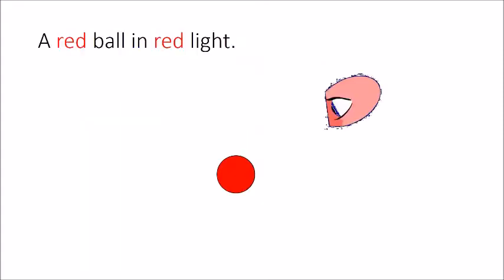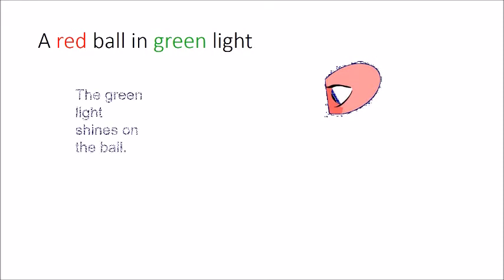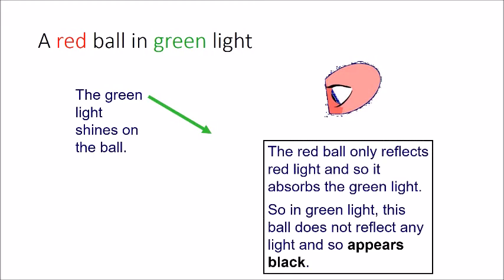So a red ball in red light will therefore reflect red. It'll appear red because it's reflecting red. A red ball in green light, though, is going to look black. That's because the red ball only reflects red light and absorbs green light. So if only green light is hitting it, then that green light's going to be absorbed, and so that ball is going to appear black.